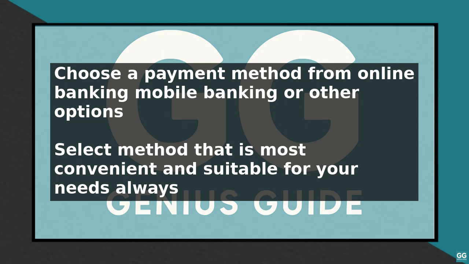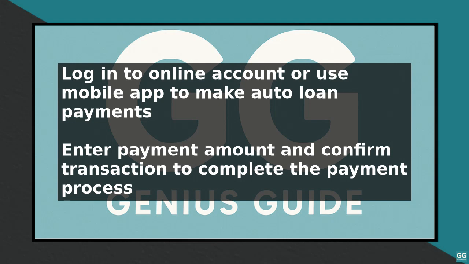If you prefer to pay by phone, call the Wells Fargo customer service number and follow the automated prompts to make a payment. To pay by mail, send a check or money order with your loan account number to the address listed on your statement.